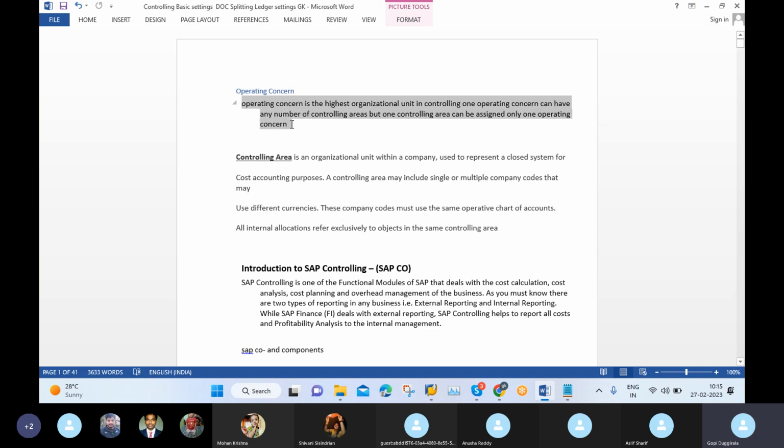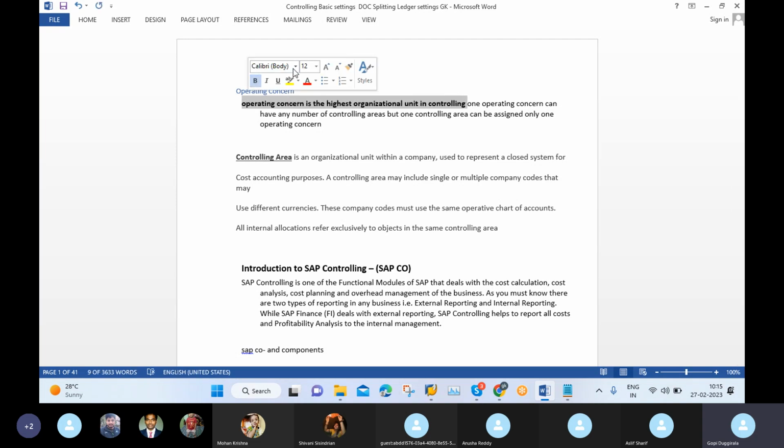Operating concern is the highest organizational unit in controlling. This is a very important point. What is this point?